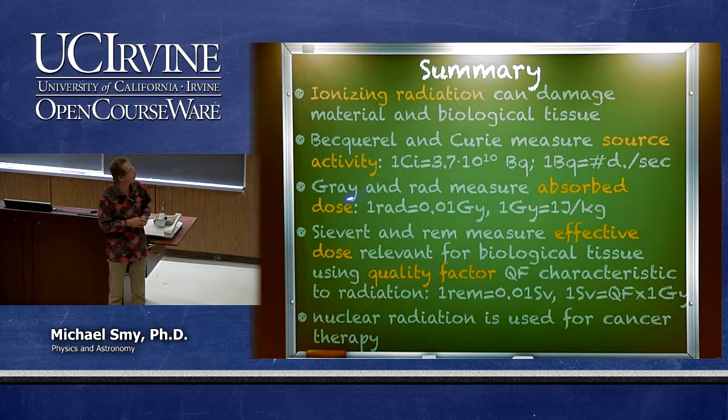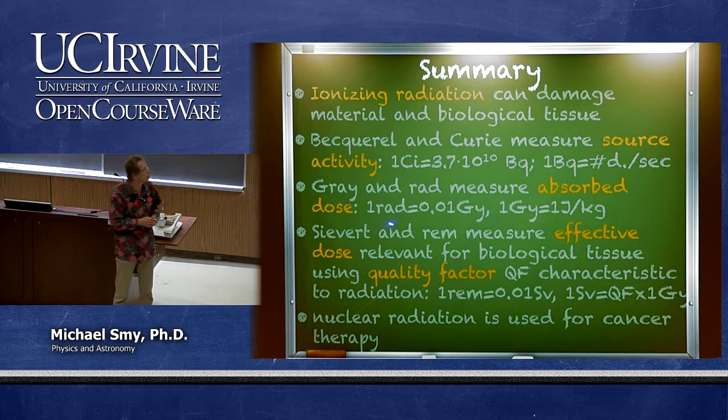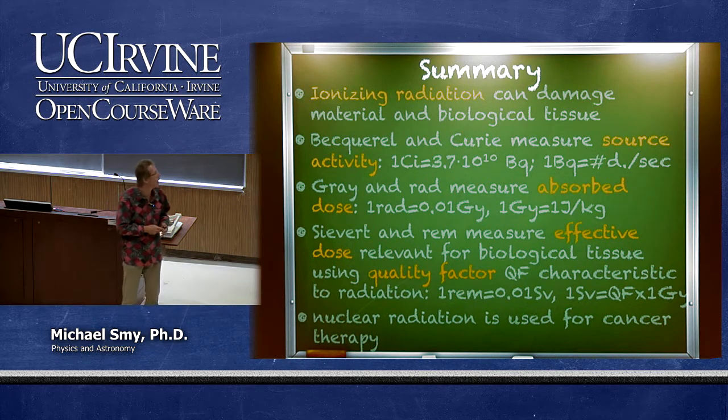More relevant for damage is the unit of gray or rad, which measures the absorbed dose or the energy deposit. 1 rad is 0.01 gray, and 1 gray is 1 joule per kilogram of mass.